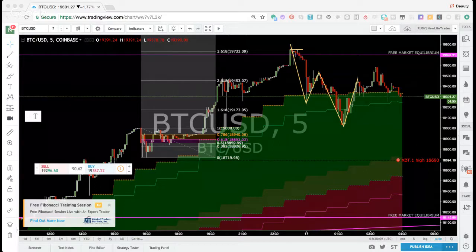So on the candle question, you want to isolate as much data as you possibly can when you're looking at patterns.